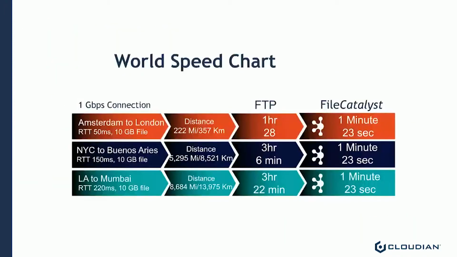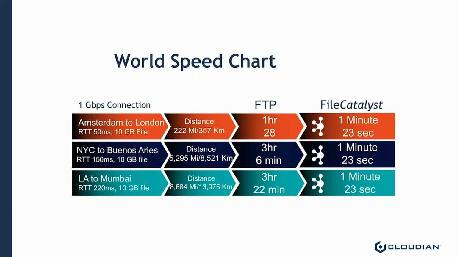So let's take a look and see how FileCatalyst compares to FTP. In this speed chart, we have a number of different scenarios. The first line shows us a transfer from Amsterdam to London. The latency here, also known as the RTT, the round trip time, is about 50 milliseconds. So to transfer a 10 gig file with FTP takes about an hour and 28 minutes, whereas with FileCatalyst, it's a minute and 23 seconds.